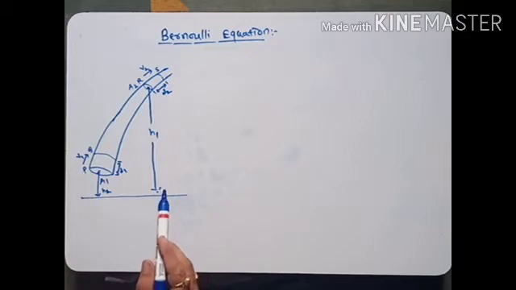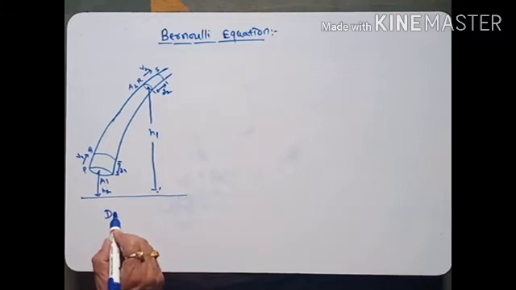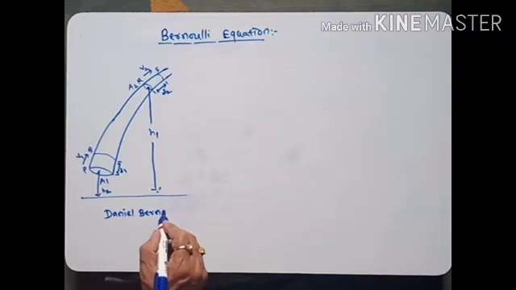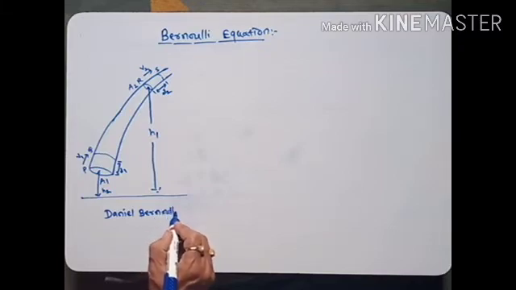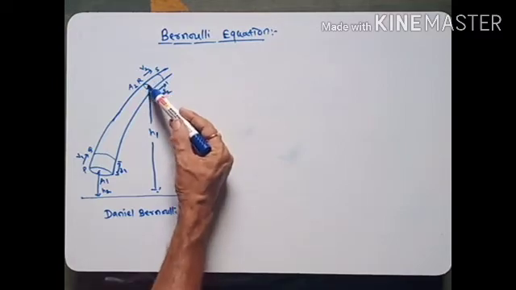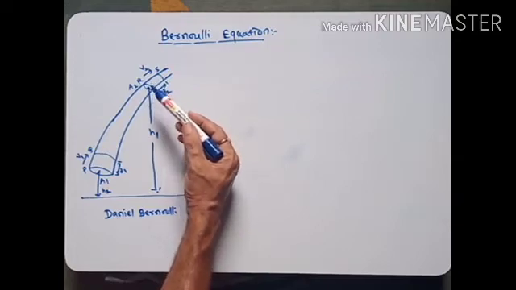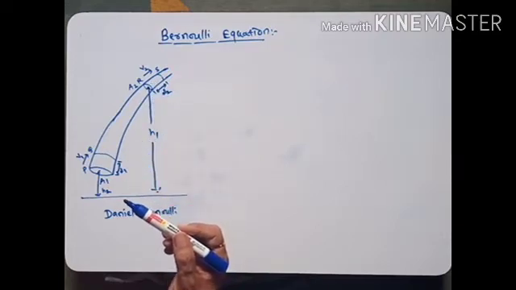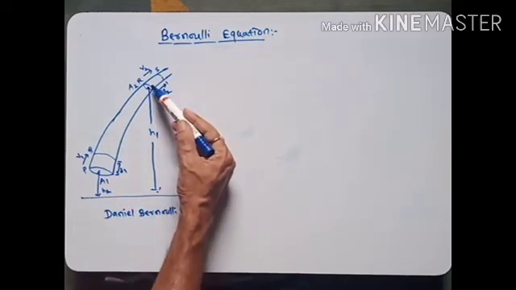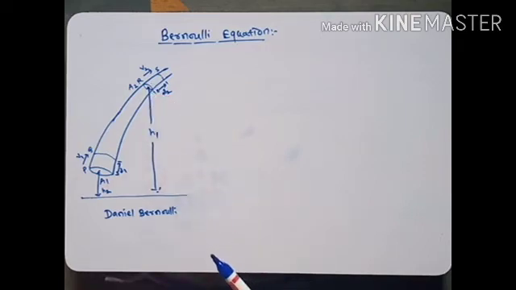Now this Bernoulli equation: the Swiss scientist Daniel Bernoulli observed in his experiment that the speed of a fluid in a narrow region increases. See here, this is the narrow region, but the internal pressure of a fluid in the same narrow region decreases. This phenomenon is called the Bernoulli principle.